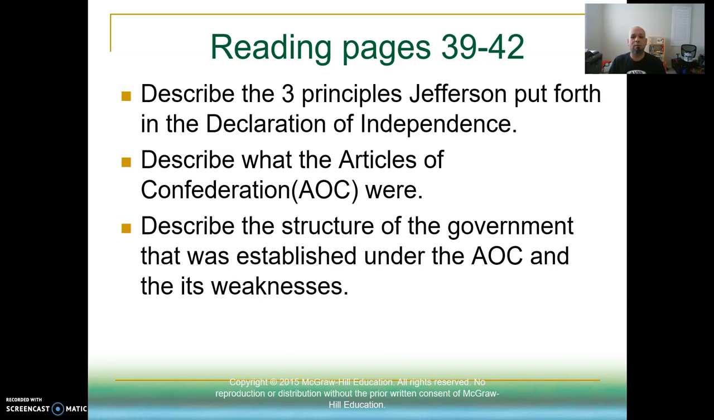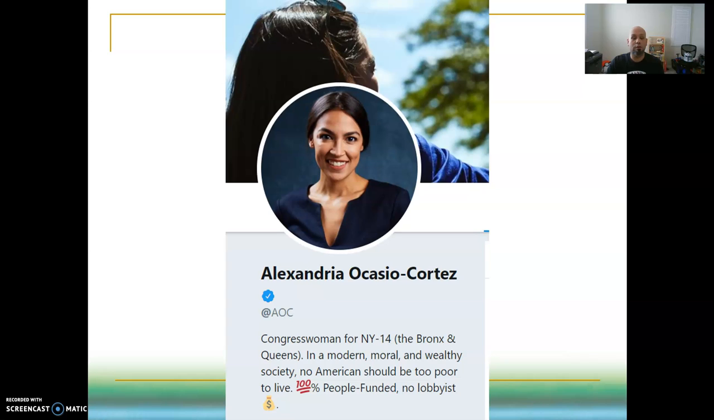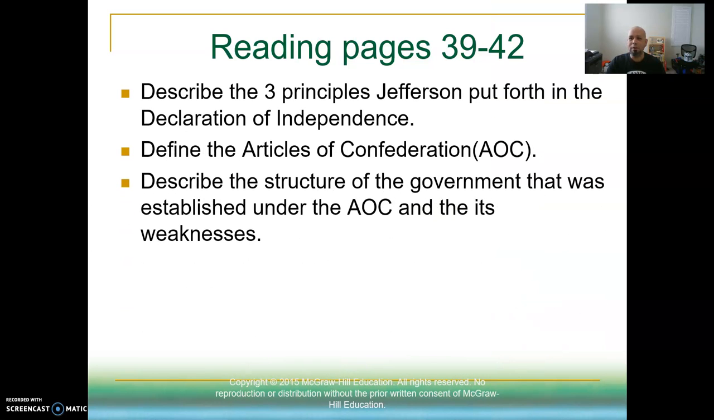You're going to have to describe what the Articles of Confederation were. I have a little abbreviation here, AOC. When I talk about AOC, I'm talking about the Articles of Confederation. I'm not talking about AOC over here. We will talk about her later on when we talk about political parties and the media. So when I say AOC, now I'm talking about the Articles of Confederation. When I say AOC as a politician, this is what I'm talking about. We'll discuss her a little bit later on. But let's get back to the reading itself.